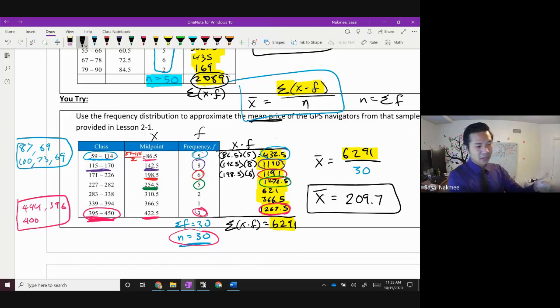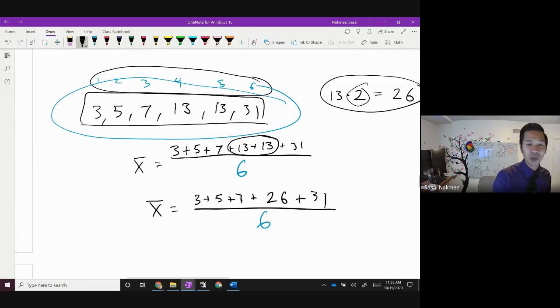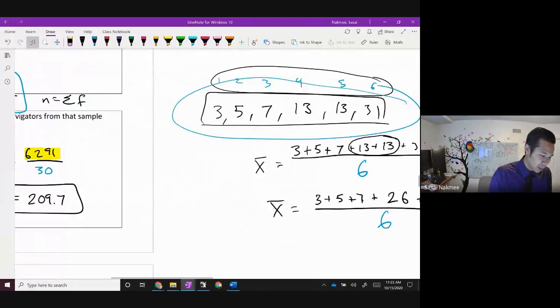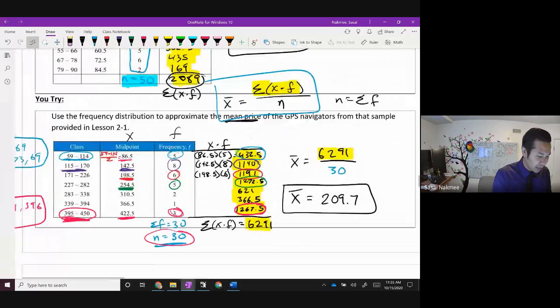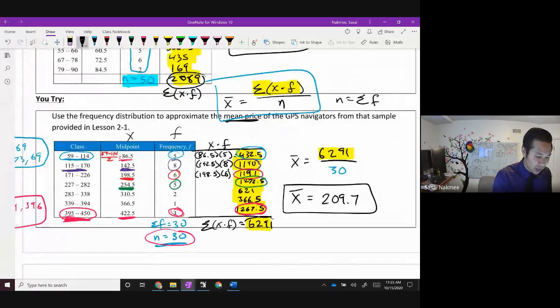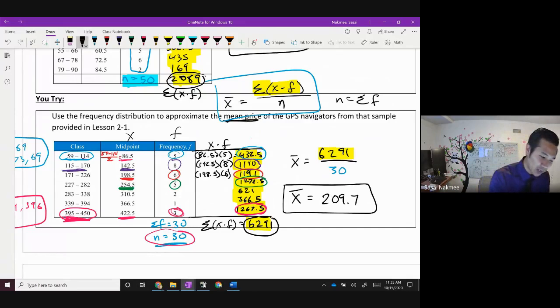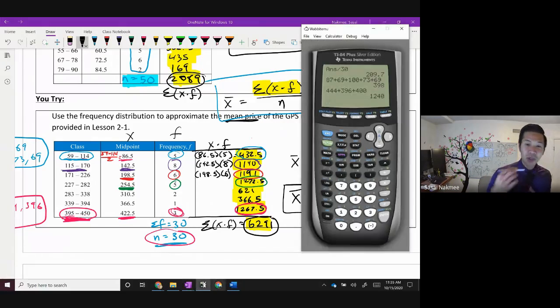That's all that is. All those numbers are the sum of what we think could be the values of them, because we don't actually have the values of them. If we did have the values, you could just add them all up and divide by how many there are. But we don't have that data. We only have the classes there. So this right here is an estimate of me pretending I knew what those numbers were and I added it all up. And that's where that 6,291 comes from.